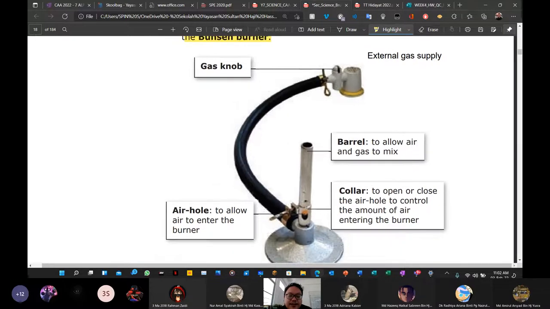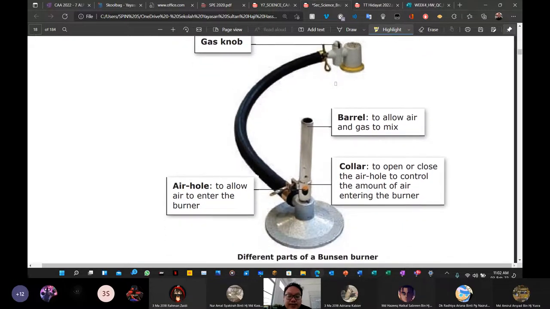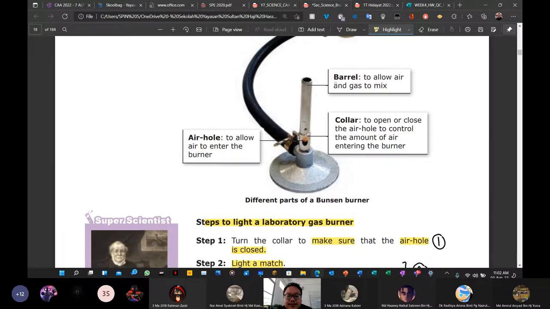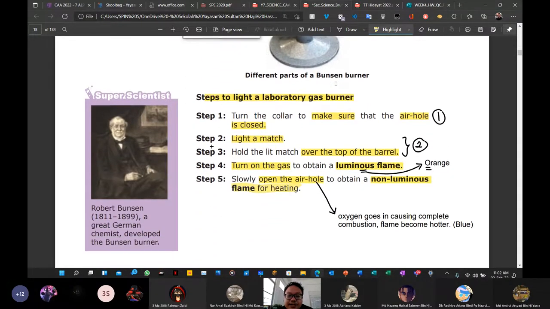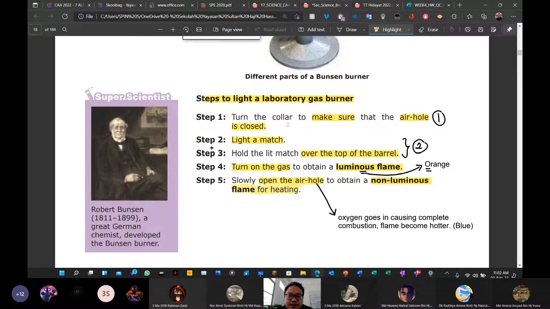Okay. Now, you have to memorize how to light up a Bunsen burner. I've shown you during the practical last time. Number one, make sure the air hole is closed. So you don't have to mention turn the collar. The important thing is that you make sure the air hole is closed. That is number one.